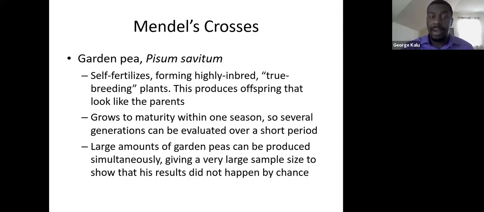And then the last advantage to using the garden pea is that because they grow to maturity so quickly, you can produce large amounts of garden peas at once and grow them all simultaneously. That would give him a very large sample size to study when he was looking at his results. And so that was able to show him that his results were not happening just randomly or by chance, and that his results were actually being caused by some actual mechanism. So those were the advantages of the garden pea.